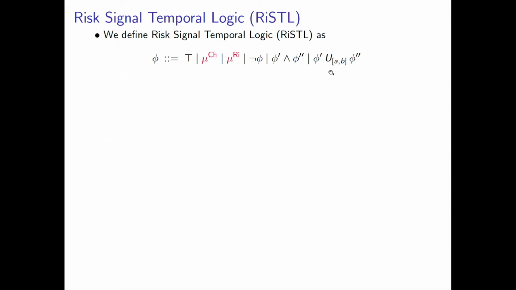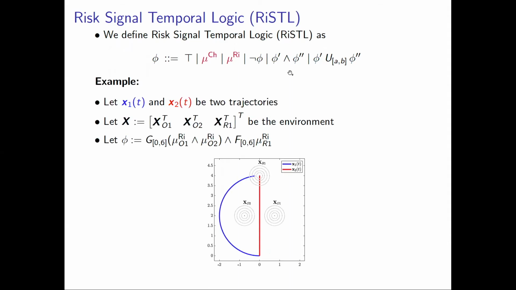I'm not going to provide the semantics here, but I want to provide an example that gives some more intuition. Assume therefore a trajectory, here x1 or x2 shown in the figure, and assume also capital X here that describes the stochastic environment consisting of two regions to be avoided, O1 and O2, and one region, R1, to be reached over here. The risk signal temporal logic task here then says that always between 0 and 6 seconds, these two risk predicates here should be true.